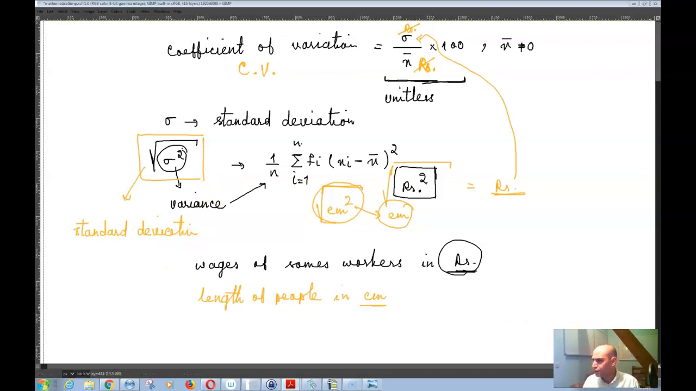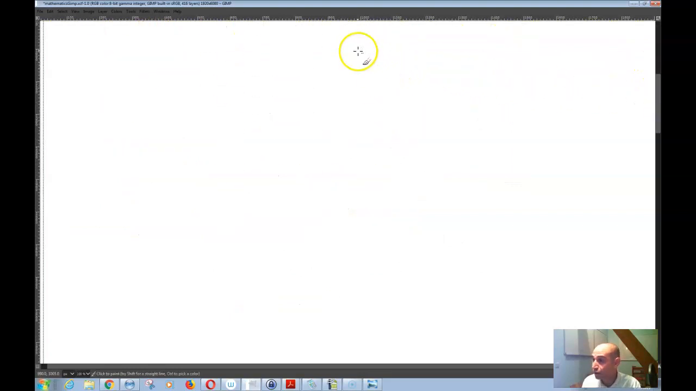Now, what we have as an example is example number 13. It says two plants, A and B, of a factory show the following results about the number of workers and the wages paid to them. So suppose that you have this data here. You have the number of workers, the average monthly wages, and the variance of the distribution of wages.